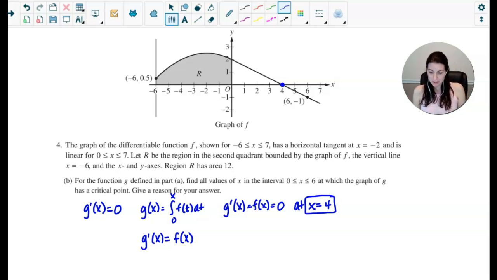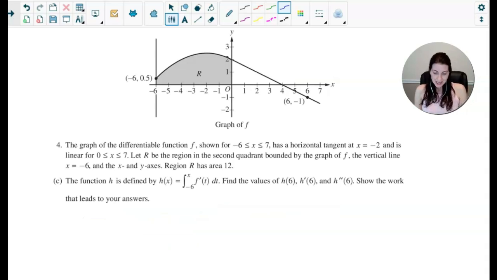And my reason is that g prime of x, which is equal to f of x, is equal to 0. And then lastly is part C. The function h is defined by h of x. Now we have this new integral from -6 to x of f prime of t dt. We want to find these 3 values, and we'll show the work that leads to our answer.